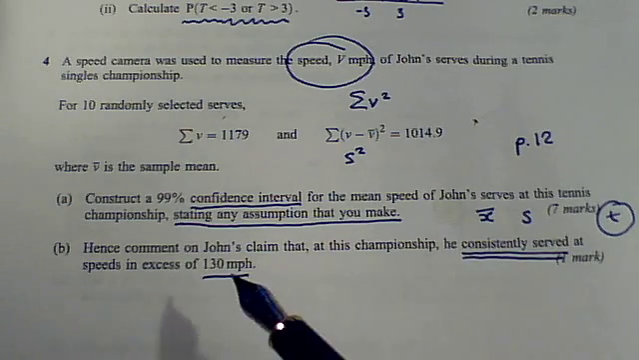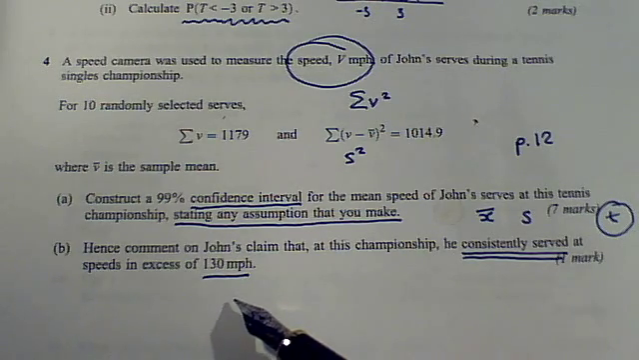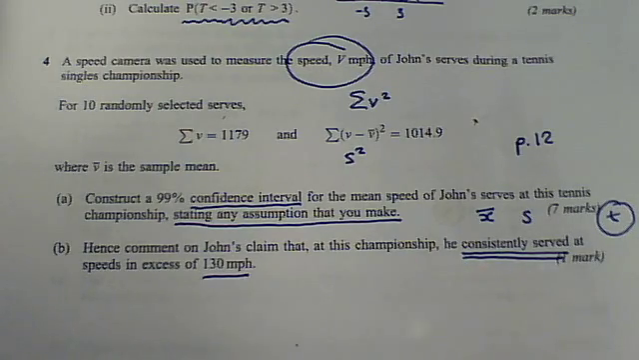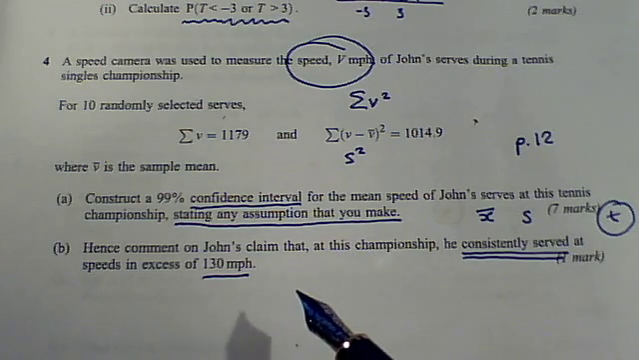If his claimed mean is within the confidence interval, you don't know whether he's telling the truth or not, but you've got no reason not to believe him. If his claimed serve isn't in the confidence interval you've worked out, you tend to disbelieve his claim. You can say it's unlikely to be true. So that's how you interpret part B for a mark. Hope that helps.